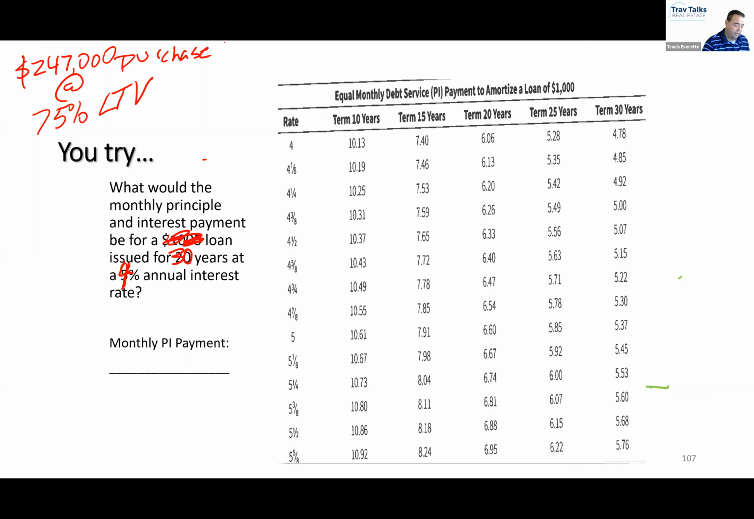Okay, I've got to go get my calculator back. I hate using my phone as a calculator.